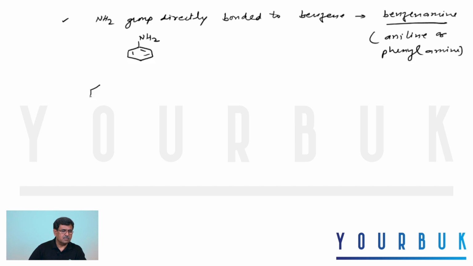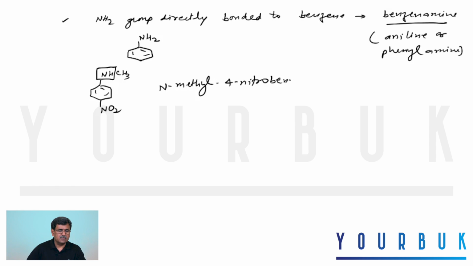Now some more examples. This is an example of a 2-degree amine, since we have an NH group present. It is named as N-methyl 4-nitro benzenamine.